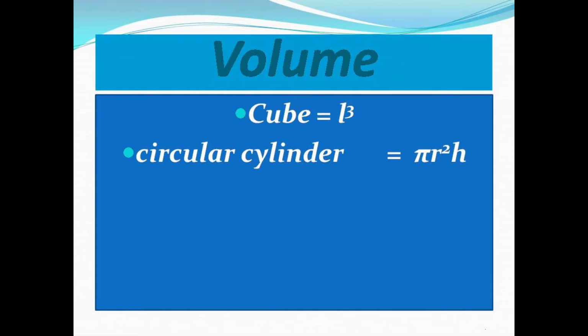To calculate the volume of different regular solids, particular formulas are applied as for the area. For cube, the volume is length cube. For cuboid, it's length into breadth into height. For a cylinder, it is pi r square L, where L is the length and r is the radius. And for sphere, the volume can be calculated by applying the formula 4 by 3 pi r cube.